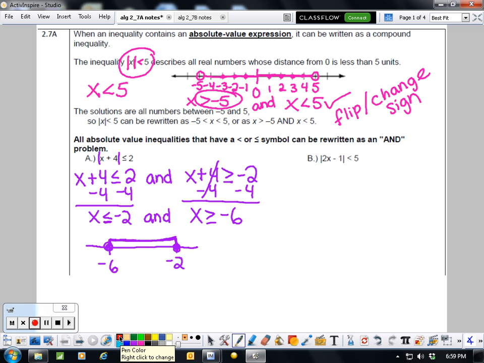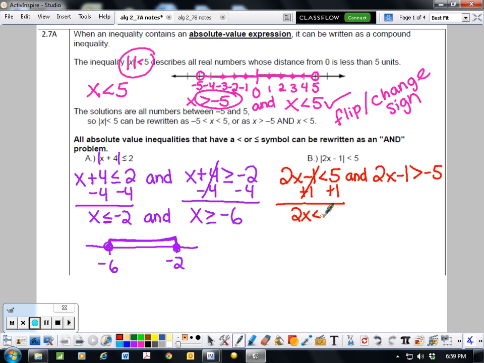Okay, so for our next one, we're going to start off with our original 2x minus 1 is less than 5. And for the second one, we flip it, greater than, and then we change the sign. And we solve these two inequalities. So now I have x is less than 3. And then over here, I'm going to add 1. And then keep in mind, because this is now a negative 5, we have a different value here. We now have that negative 4. We divide by the 2. And we have x is greater than negative 2.